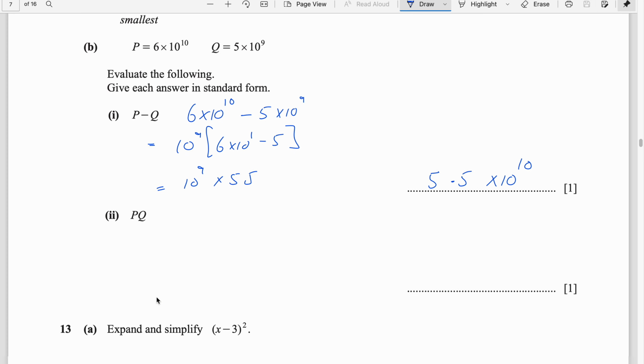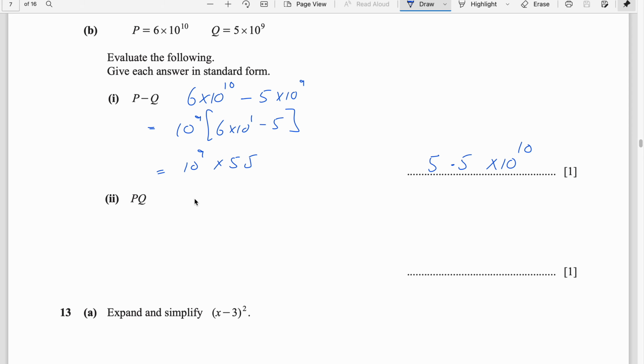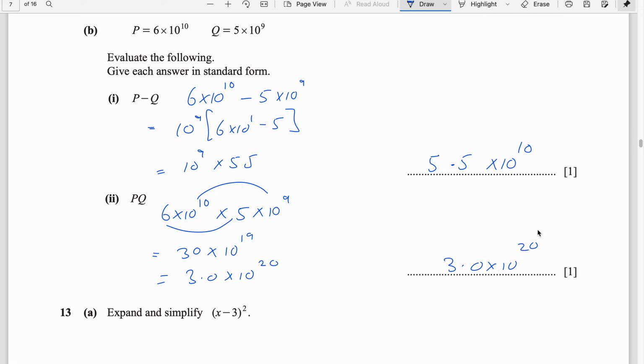B second part says P multiplied with Q. So 6 into 10 raised to the power 10 multiplied by 5 into 10 raised to the power 9. Bases are the same, so powers add. 10 raised to the power 19. 6 times 5 is 30. Change it into standard form. And the answer is 3.0 into 10 raised to the power 20.